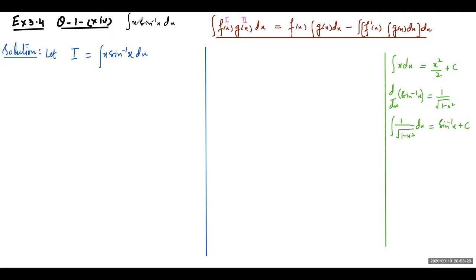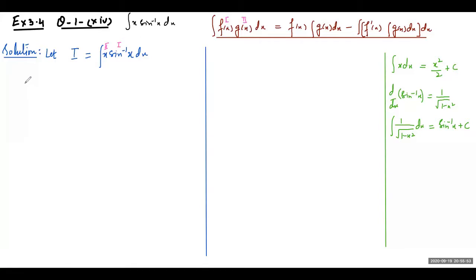Let's start the integration. We name the integral as I, let I be the integral. Let's consider sine inverse x as the first function and x as the second function, and apply integration by parts. So let's see, what do we get?